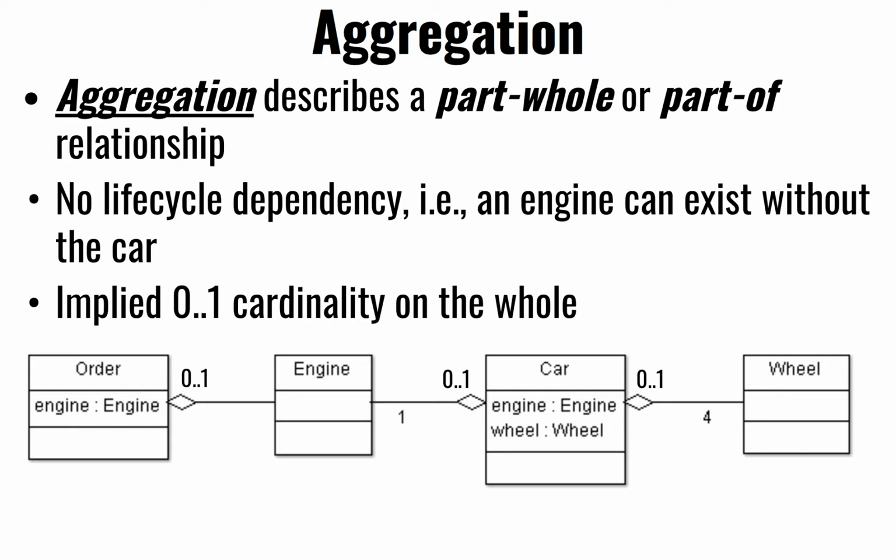And one thing that is peculiar about what we refer to as aggregation is that it does not impose any particular life dependency between the two, right? Meaning that if one of them disappears, then it doesn't imply that the other has to disappear. So, for instance, if I remove the order, well, that doesn't mean that the engine should disappear. I basically have a reference to it. I'm pointing to it, but my existence does not determine the existence of someone else. There's no life cycle dependency between the two.